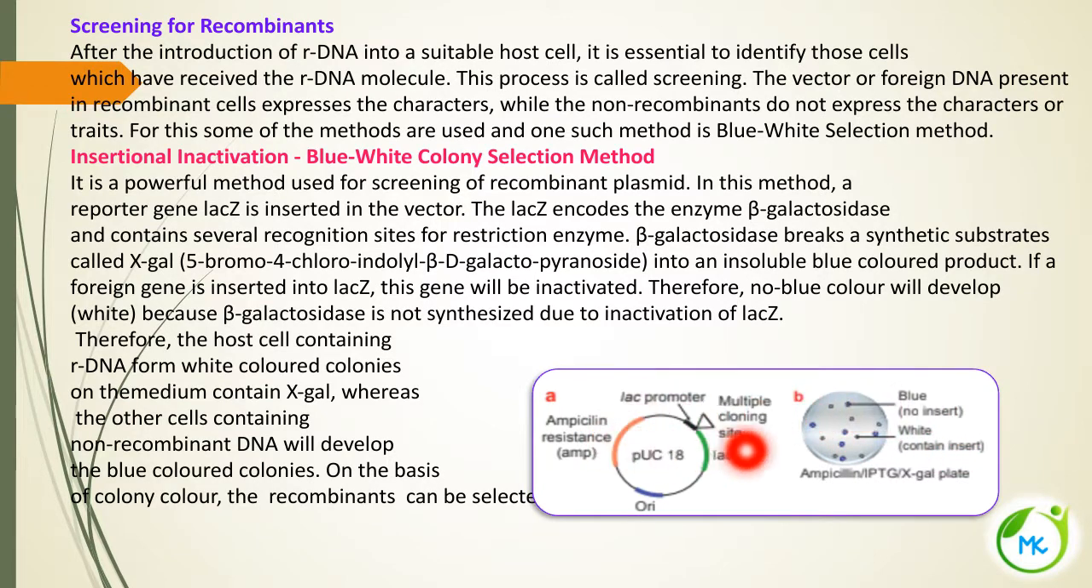Here the picture shows one plasmid or vector, which is called pUC18. This vector is employed for blue-white screening. So the name of the vector is pUC18. Here the p stands for plasmid, and UC stands for University of California, where this plasmid was constructed.